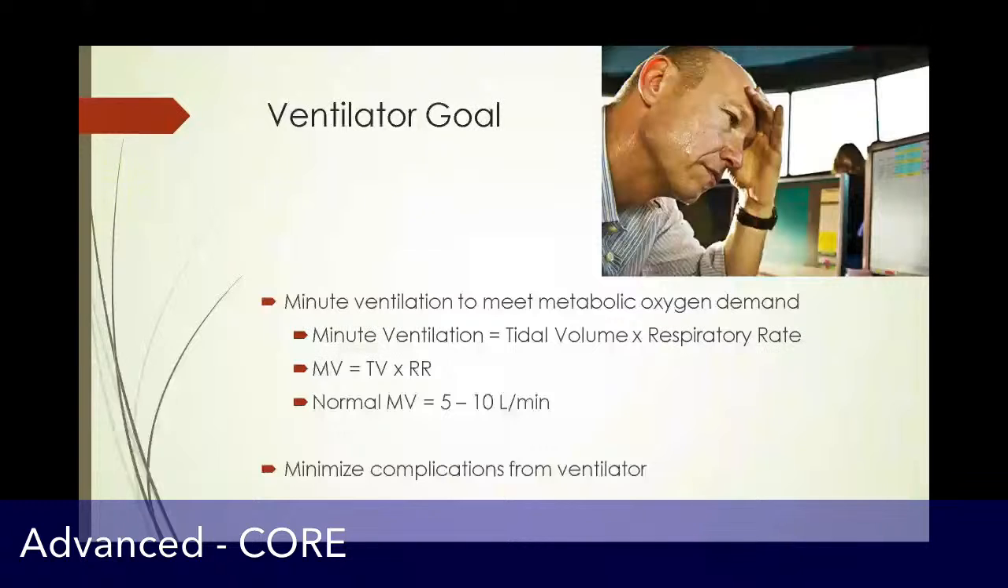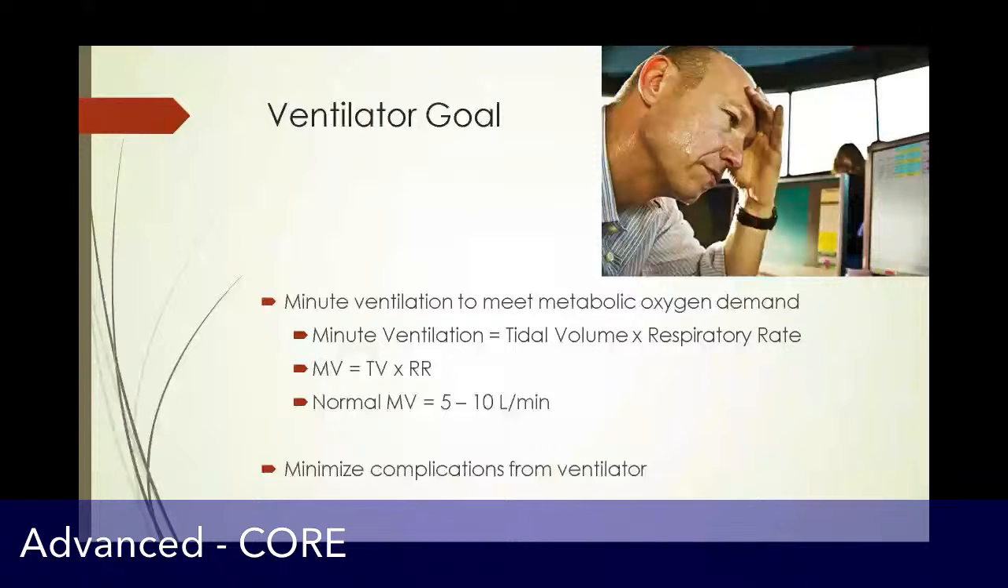When you're setting up the ventilator, you have 2 basic goals in mind. You're trying to meet their metabolic oxygen demand. In a person who's hypothermic, who's been exposed to the elements, that might be fairly low. In someone who's septic, has a fever, that might be fairly high. So you'll need to adjust your minute ventilation to meet that oxygen demand. Minute ventilation you can think of as the tidal volume times the respiratory rate, how often they're breathing in a minute. A normal minute ventilation is 5 on the low side and 10 on the high side, 10 liters per minute.